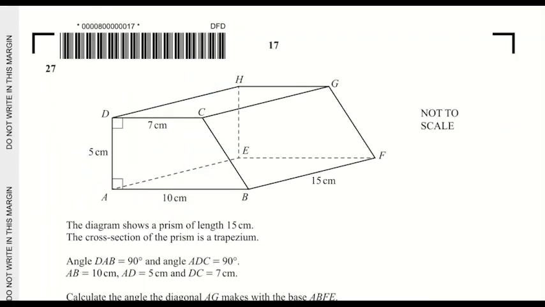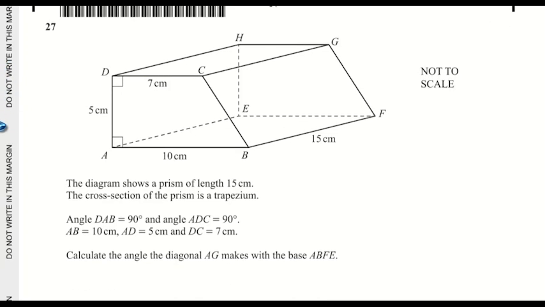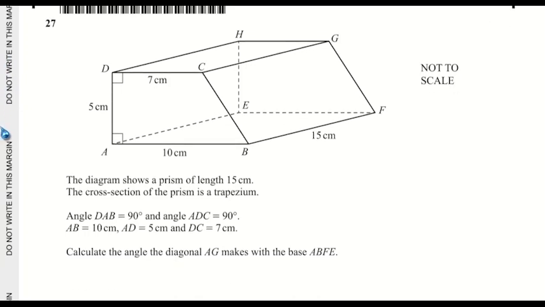Question 27. The diagram shows a prism of length 15 centimeters. The cross section of the prism is a trapezium. So ABCD is a cross section and it is a trapezium. Also EFGH is a trapezium, as it is a cross section as well. The distance between the two cross sections is 15 centimeters. So we have the given parameters. This is a right angle, 90 degrees, and this is a right angle, 90 degrees.